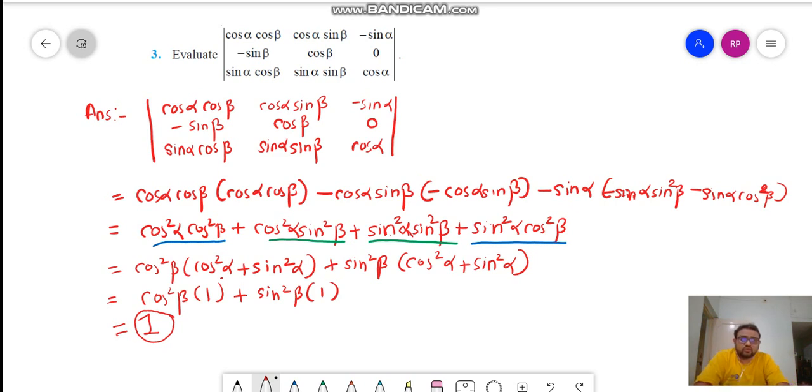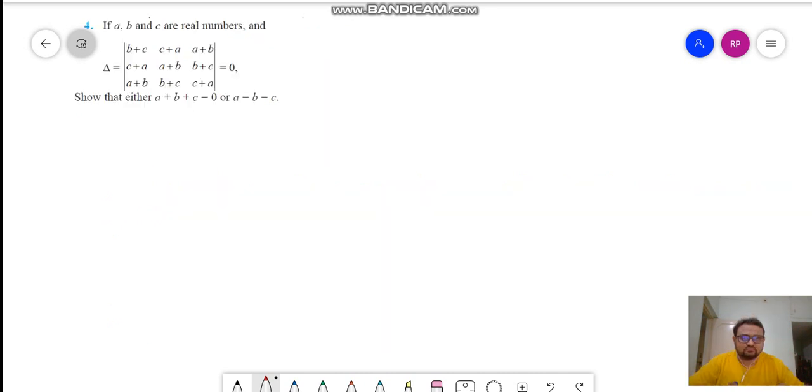Okay, now let's move to the next question. Next question number 4: if A, B and C are real numbers and the determinant with first row B plus C, C plus A, A plus B, second row C plus A, A plus B, B plus C, and third row A plus B, B plus C and C plus A is equal to 0, then show either A plus B plus C equal to 0 or A equal to B equal to C. Now see here, first let's write down the question.